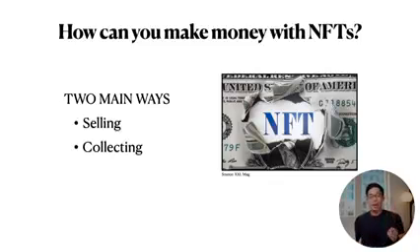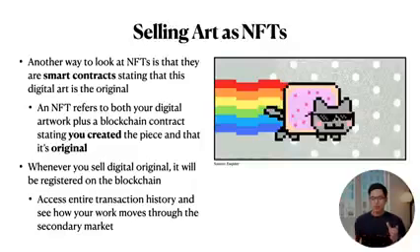So there are two main ways that you can actually make money with NFTs. The first is actually selling your own artwork, and the second is just collecting NFTs, so buying and selling things for a profit. Let's first talk about selling your own art as an NFT. So another way to look at an NFT is that it's a smart contract that states that this digital art is the original. In other words, an NFT refers to both the digital artwork and the blockchain contract stating that you created the piece and that it's original.